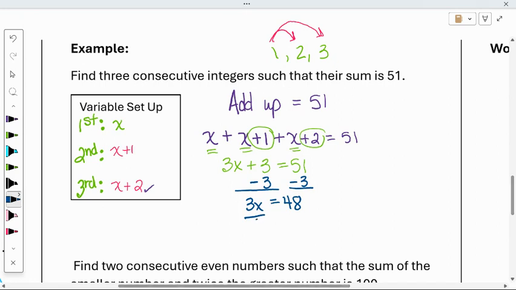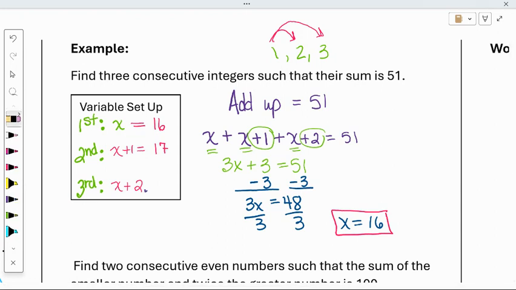Divide. Yeah, we're going to divide by 3. So x equals 16. Once you find that first integer, remember you're looking for 3 integers. So your first one is 16. What's the next one? What's 16 plus 1? 17. And x plus 2, or 16 plus 2, is 18. So my 3 integers are 16, 17, and 18. Outstanding, ladies and gentlemen.